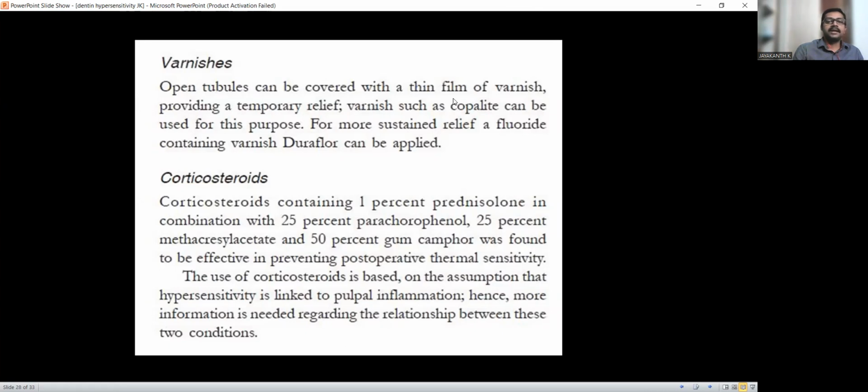Next one is corticosteroids containing 1% prednisolone in combination with 25% parachlorophenol, 25% methacryl acetate, and 50% gum camphor, which was found to be effective in preventing postoperative thermal sensitivity. The use of corticosteroids is based on the assumption that hypersensitivity is linked to pulpal inflammation. Hence, more information is needed regarding the relationship between these two conditions. This relationship between pulpal inflammation and hypersensitivity is still to be researched, so the studies are going in that direction. The assumption has to be studied further.